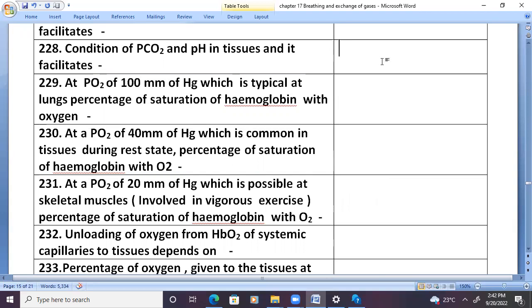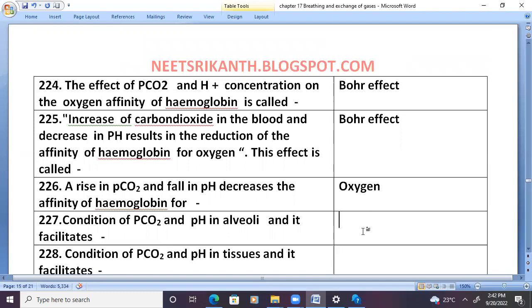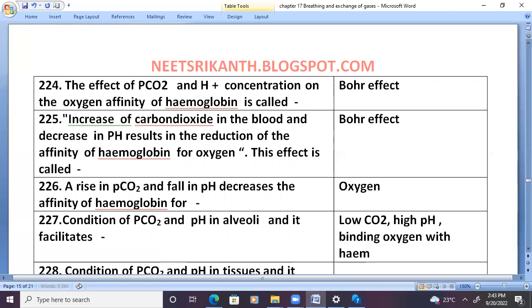Wait, we have a question above. That condition of PCO2 and pH in alveoli. It facilitates. In alveoli, condition of carbon dioxide is low. Low carbon dioxide, pH high. High pH can be expected here. And it facilitates binding of oxygen with hemoglobin.